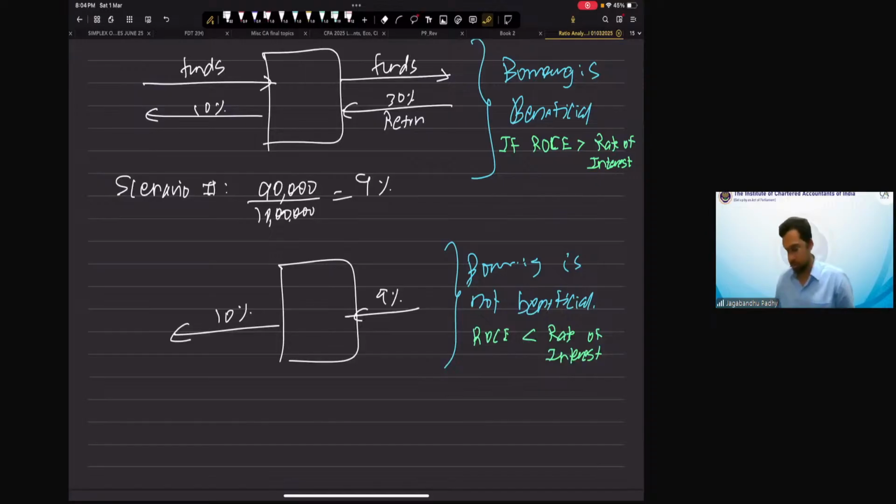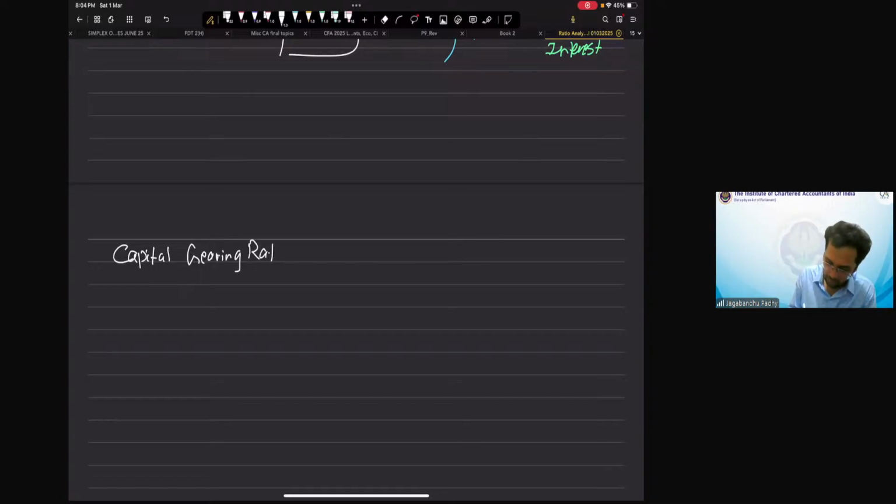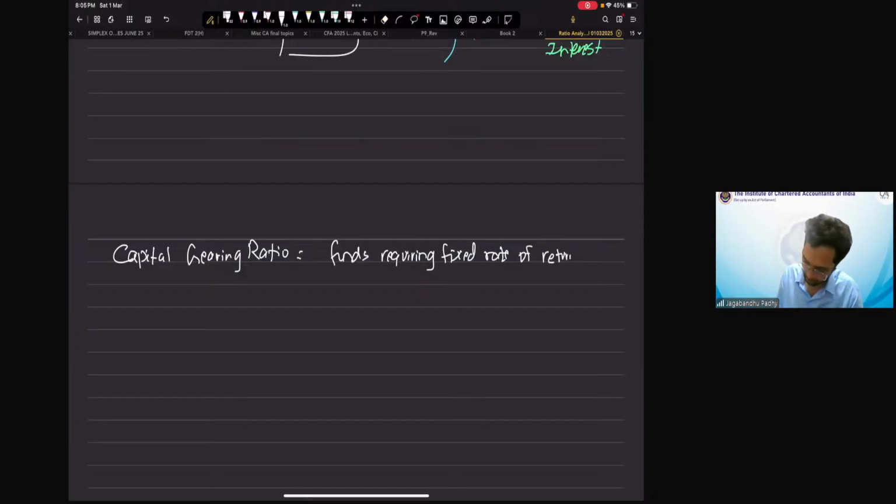Right? So we calculate a ratio now called the capital gearing ratio. Now capital gearing ratio is simply computed as funds requiring fixed rate of return upon funds not requiring fixed rate of return.